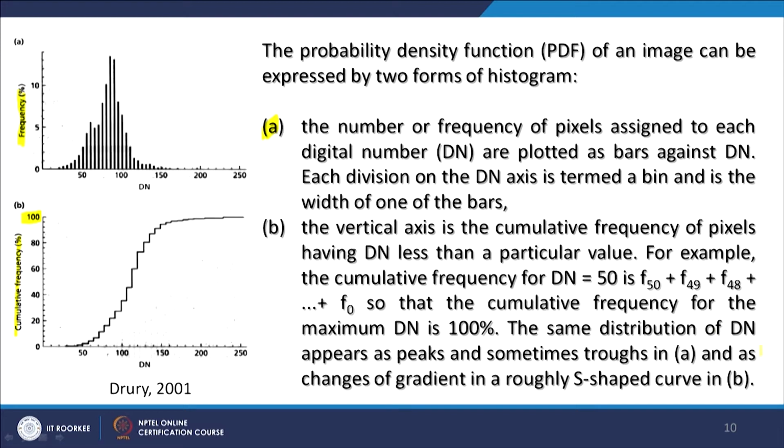The same distribution of DN appears as peaks and sometimes troughs as in case A, and as changes in gradient, a roughly S-shaped curve in B, because this is how the distribution in the original histogram is. Now, this curve of cumulative frequency versus pixel values will vary from image to image.